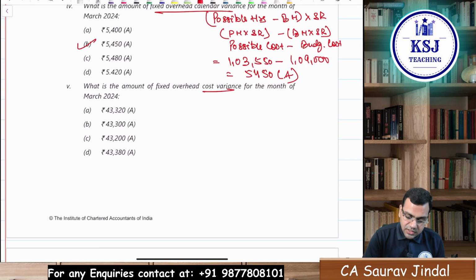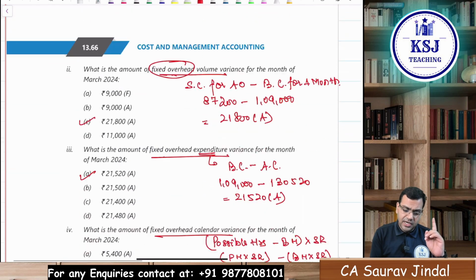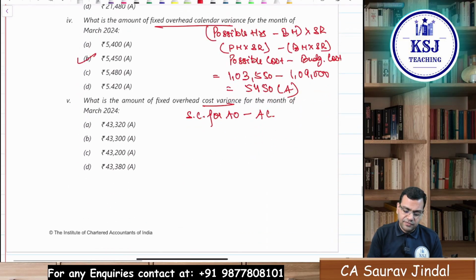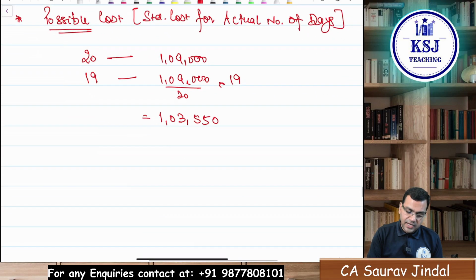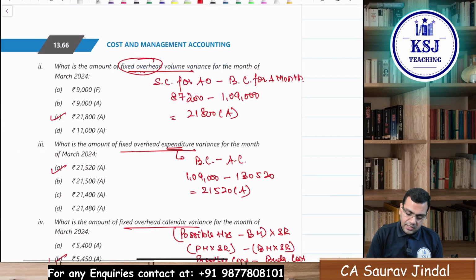What is the amount of fixed overhead cost variance? Cost variance is the standard cost for actual output minus actual cost. Sir, we have already calculated in the first part, that was regarding the variable overheads. Now they're asking for the fixed overhead. So for fixed overhead, what is the standard cost for actual output? That is 87,200. So I'll take it here.